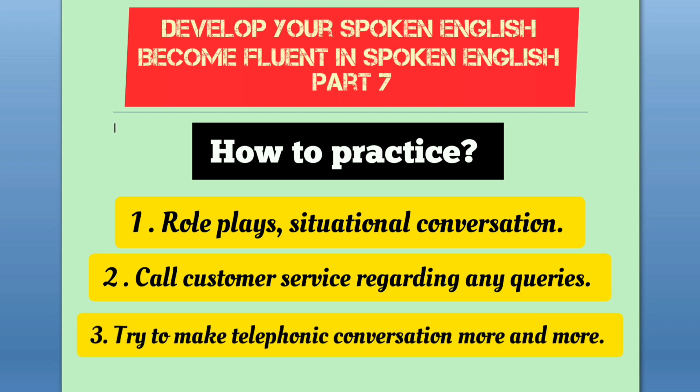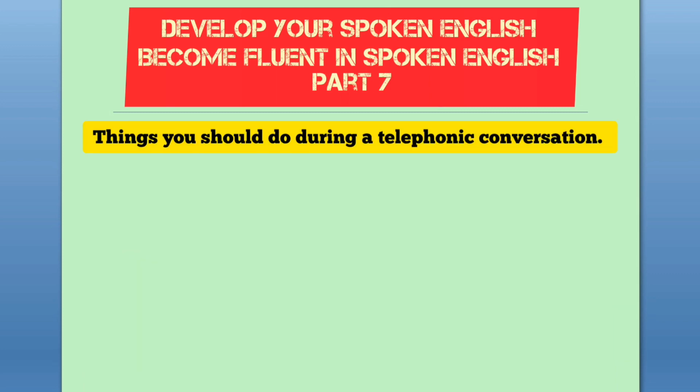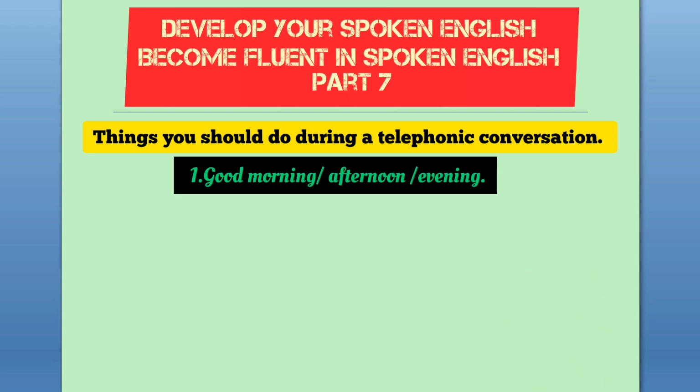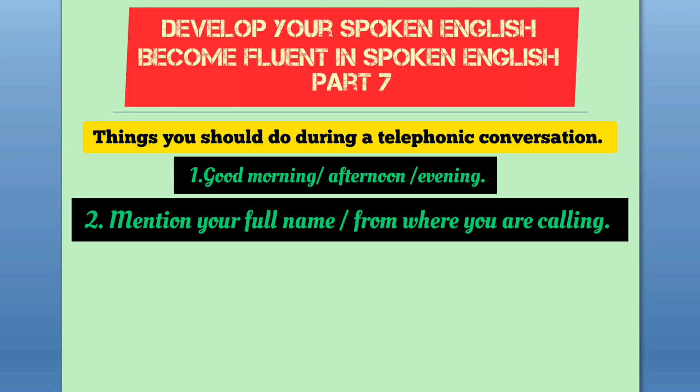So at last, I'm going to show you what are the things you should do and what are the things you shouldn't do. As you see, the things you should do in a telephonic conversation, the first thing is that first greet the person. Obviously, start with good evening, afternoon, or morning, and then mention your name. Who are you? Mention your full name. My name is this. I'm calling you from this place.